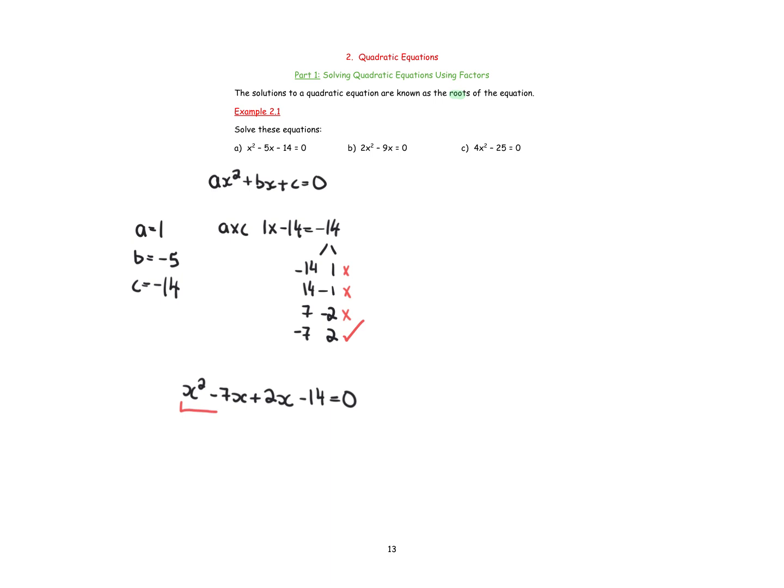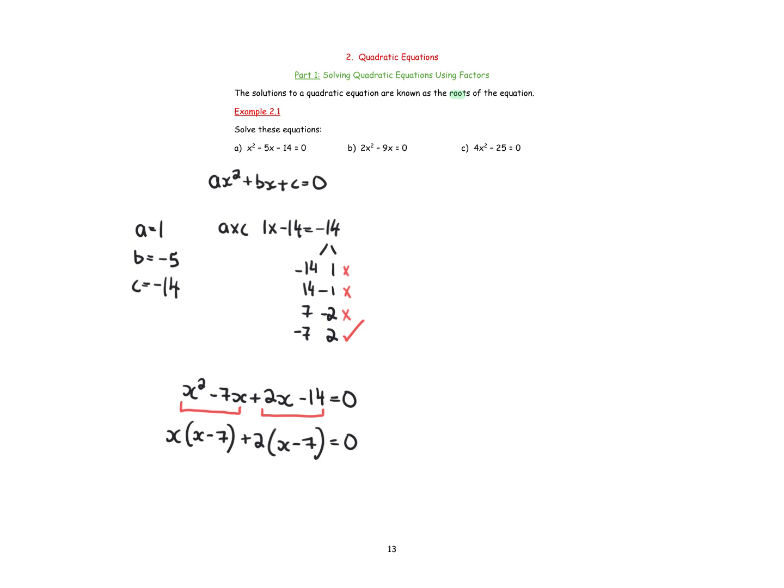Then we underline the first two terms and the second two terms and factor both the first two and the second two terms. In the first two terms, we have x squared minus 7x, and we can factor out an x from both of those, leaving us with x and minus 7. And in the second two terms, we have 2x minus 14, and we can factor out a 2, leaving us with x and minus 7.